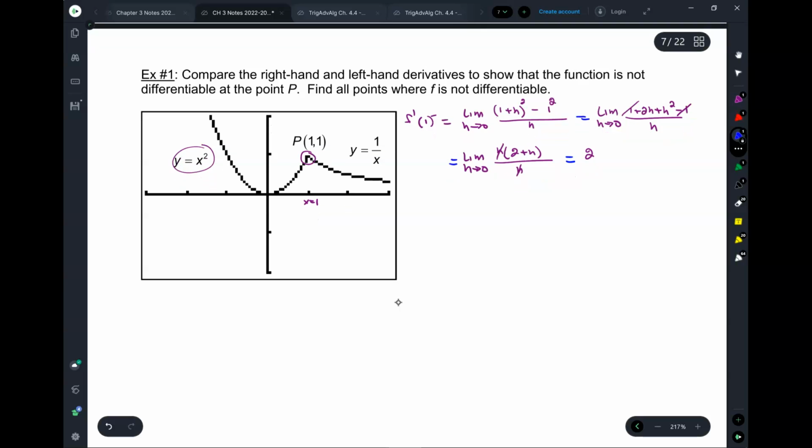All right, so now let's do it from the positive side. f prime at 1 from the positive side. This is the limit as h approaches 0. Okay, now, f of a plus h, 1 over 1 plus h, minus 1, over h. Okay, here, we're going to multiply the top by 1 plus h times 1, okay? And then here, 1 plus h.